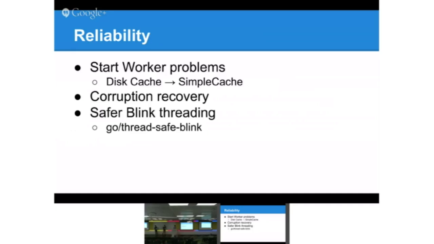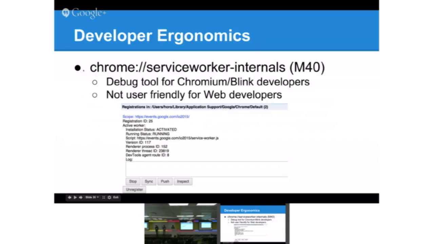Okay, and then Horo-san can talk about DevTools. I want to talk about service worker related DevTools features. From milestone 40, when we launched ServiceWorker, we have the Chrome ServiceWorker internals page, which is a debugging tool for Chromium Blink developers like us. We can inspect the internal state of ServiceWorker, such as version ID or process ID. But this is not user-friendly for web developers. Web developers don't need to know such renderer process ID or internal state.